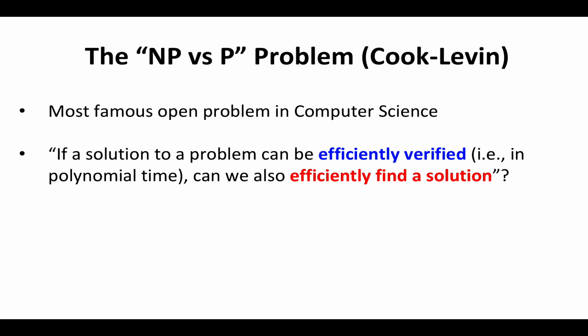Before jumping into average case complexity, let's start off with the most foundational and important open problem in computer science and maybe even in mathematics today, which is the P versus NP problem, which roughly speaking can be summarized as follows. If a solution to a problem can be efficiently verified, can we also then efficiently find a solution?